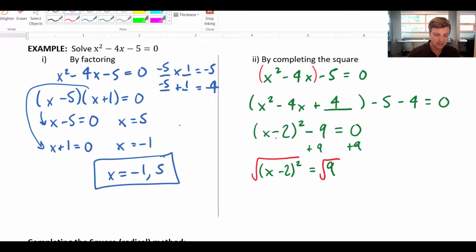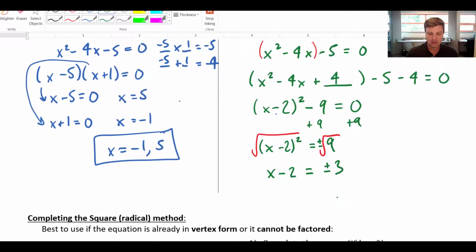When I do that, that's going to eliminate the squared, and this is just going to become x minus 2 equals. Now, if I was to ask you what is the square root of 9, and you were to say 3, you would be exactly half right. Because while +3 squared is 9, so is -3 squared. And so whenever we take the square root, we have to remember that our answer is going to be plus or minus that number. So the answer here really is plus or minus 3.